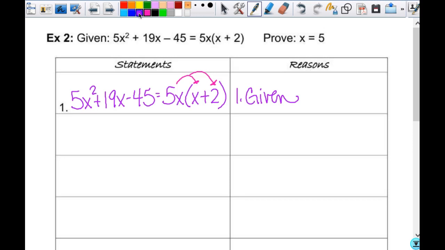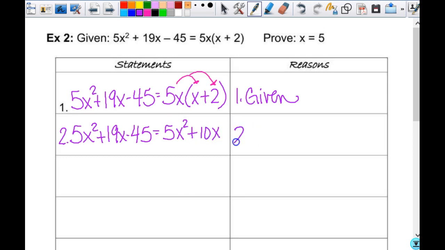All right, so to move on then, I'm going to rewrite the left-hand side, so 5x squared, and I know that this blank is kind of short for this, kind of have to cram it in there. You could double it in there if you needed to. Plus 19x minus 45 equals 5 what? X squared, then what? Plus 10x.